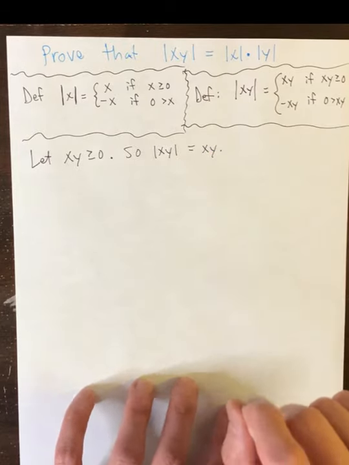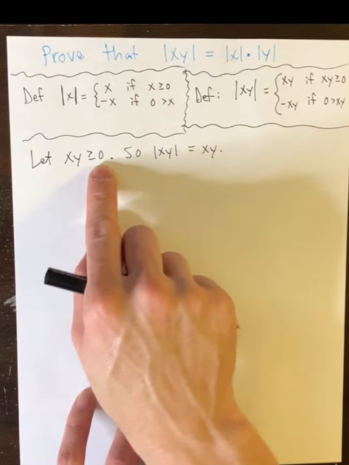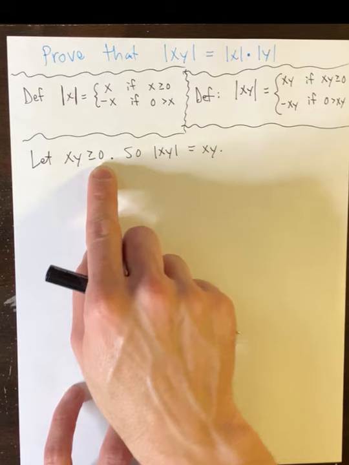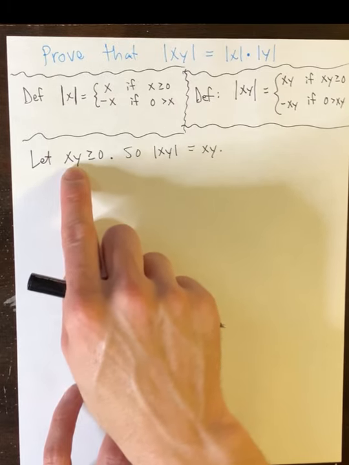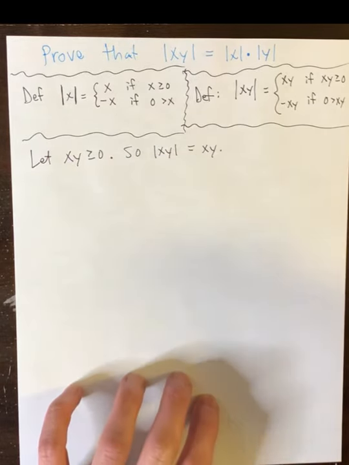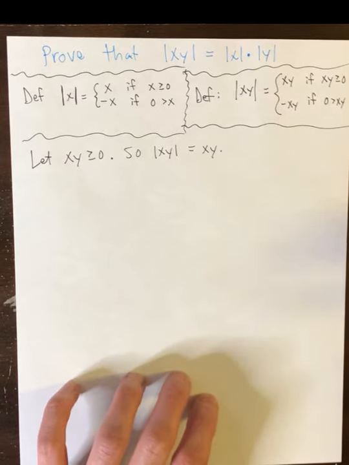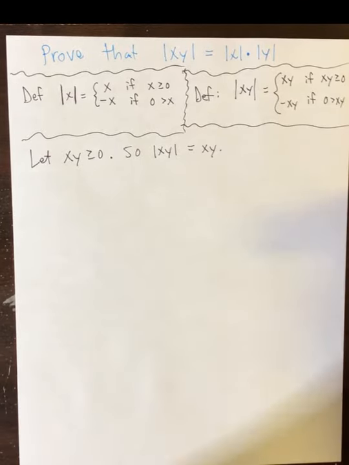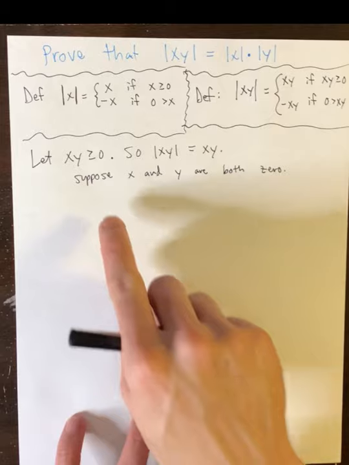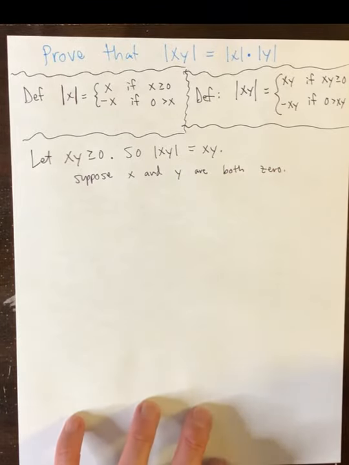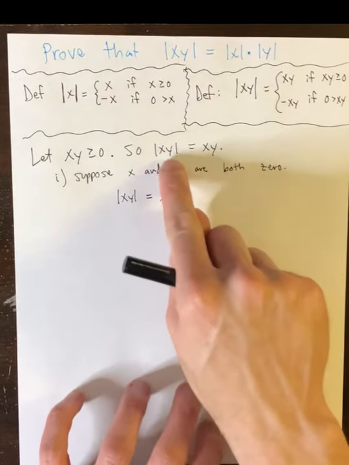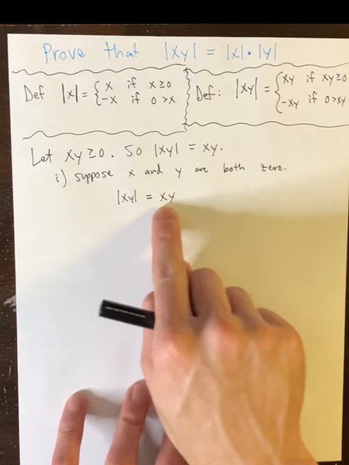But think about what this means. If x times y is greater than or equal to 0, then that means that both numbers are positive, or both numbers are negative, or both numbers are 0. So we have three different cases. The first case, let's suppose that x and y are both 0. So we know for sure that this is true. That equals that which is here.